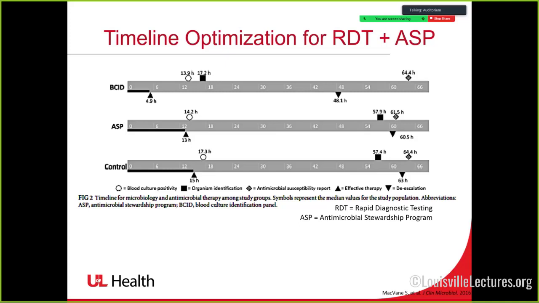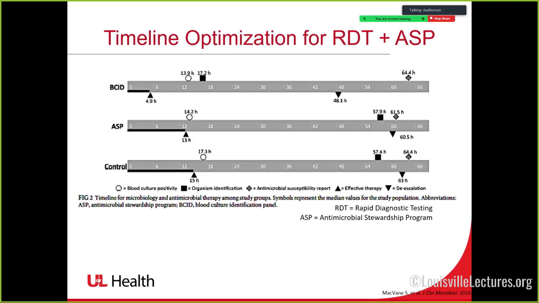Then they looked at just having a stewardship program interact with those techniques, and then they added the BCID. So you can see here, if you put all the shapes together, organism identification is much faster with BCID, right? We know we have a much shorter time. Blood culture positivity, not really any different.